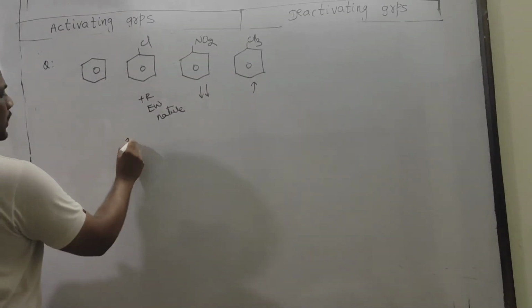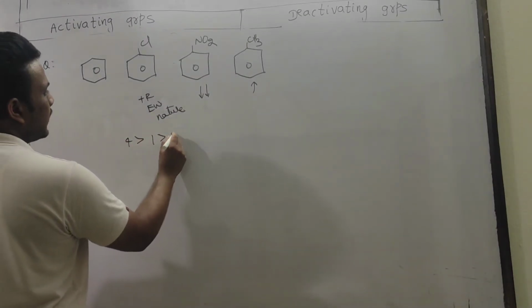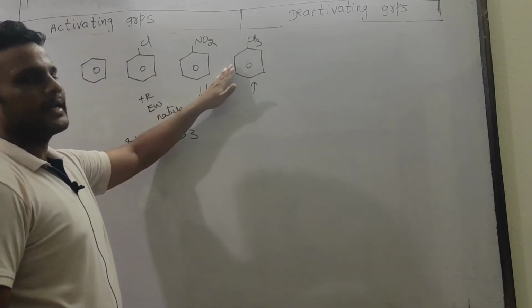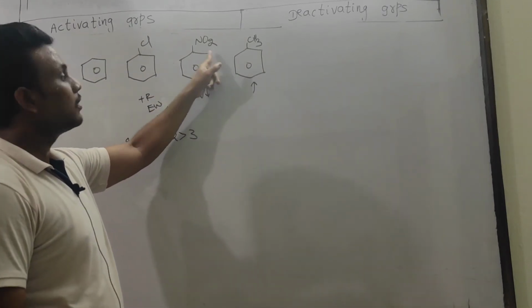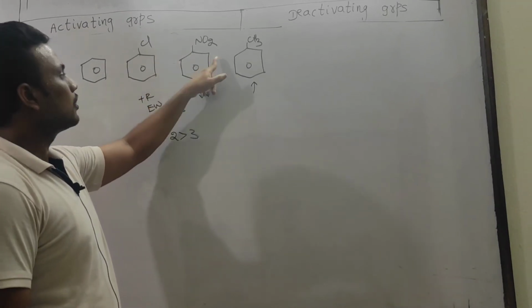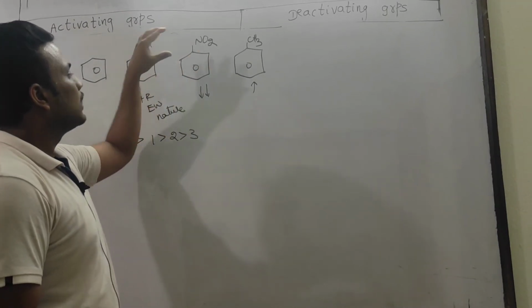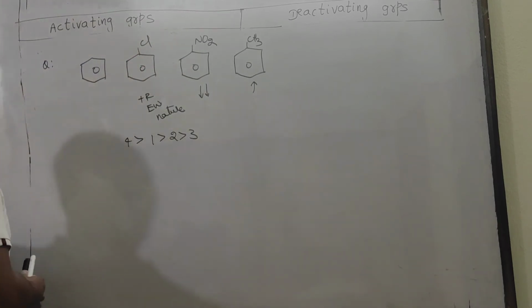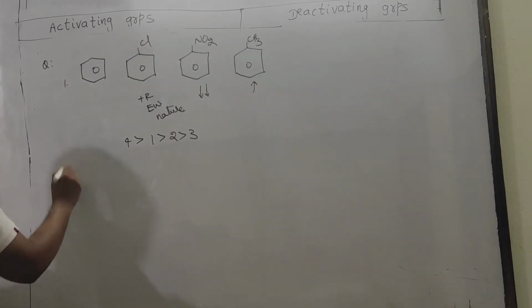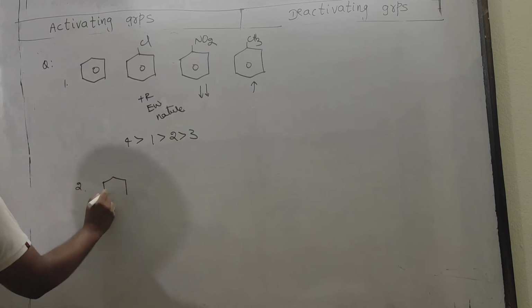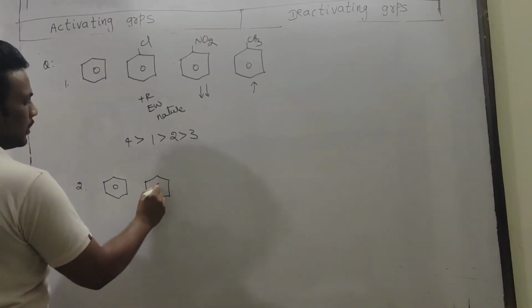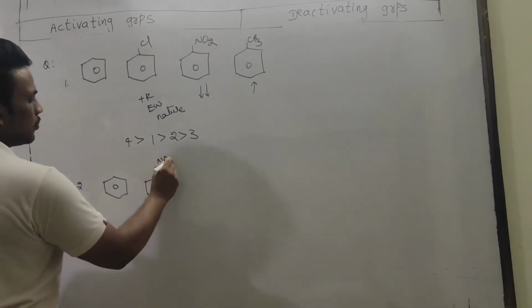So the fourth, toluene, should be most reactive, then 1, then 2, then 3. Because we know these two are deactivating groups: strongly deactivating and weakly deactivating. So nitrobenzene is more deactivated than this. That is the actual concept. So these model questions may come. Already we have seen this model in JEE Mains and NEET examinations. Okay, groups may be different, no doubt.